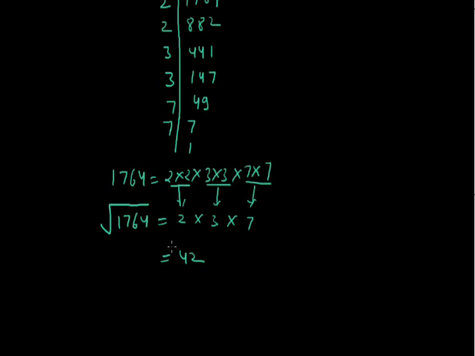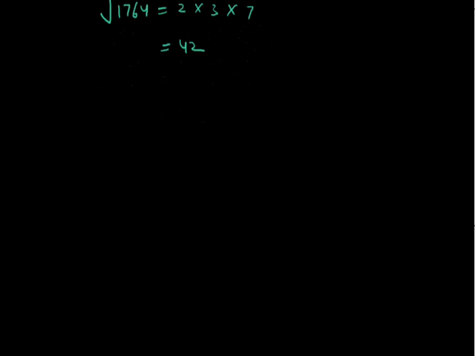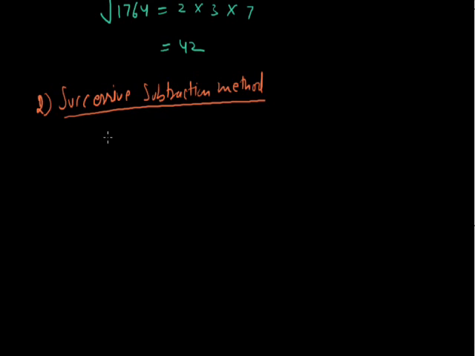Now the next method that we discuss is the successive subtraction method, by which we can find the square root of a number. The second method is the successive subtraction method. Let's see how we can use this formula.